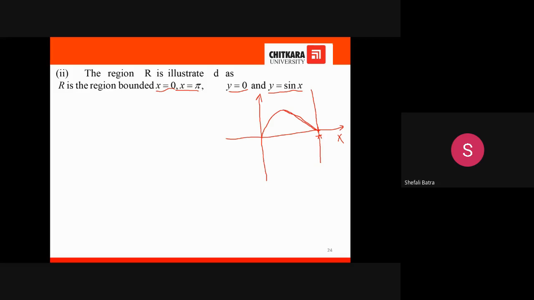This is 0. Sine 0 is 0. This is pi by 2. Sine pi by 2 is equal to 1, so I'm writing here 1. So this is the region of integration.